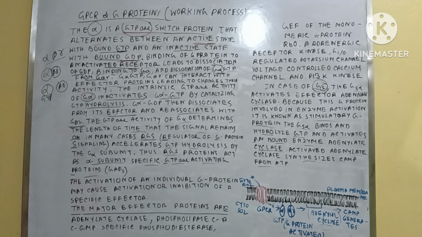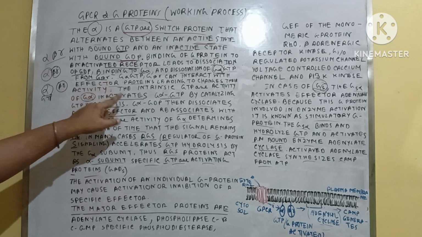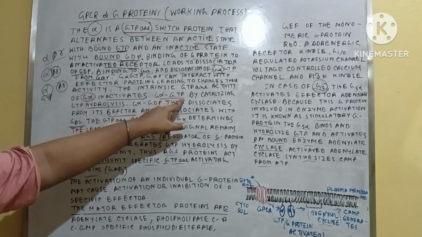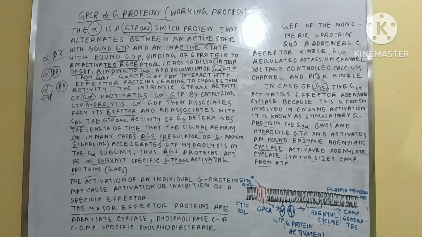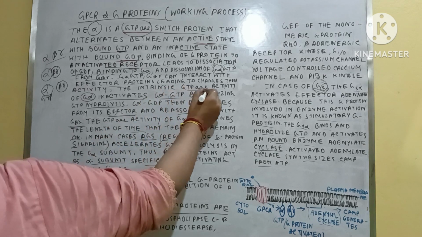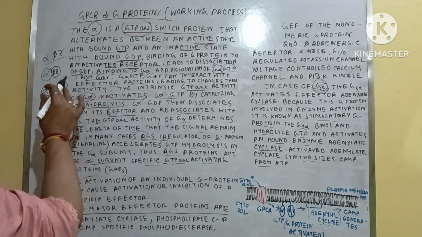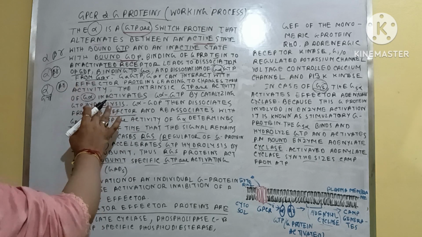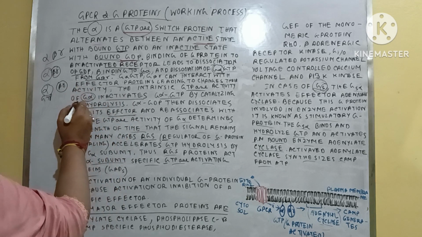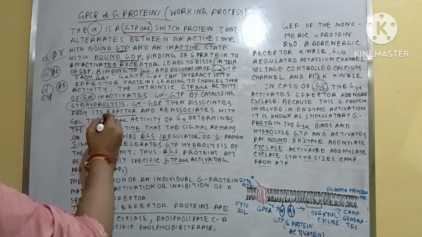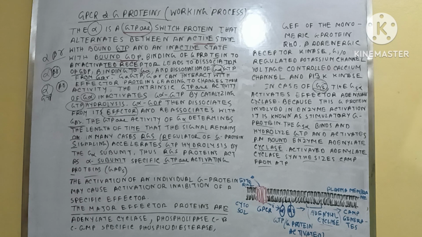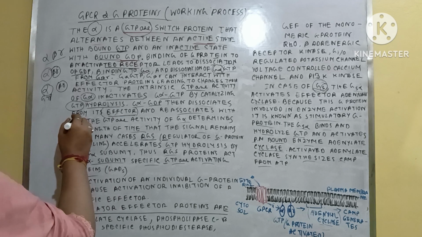Clear? And the G alpha inactivates G alpha-GTP by catalyzing GTP hydrolysis, and after some time, it is the activity of the G alpha. It just hydrolyzes the GTP to form GDP and Pi, and G alpha again is bound to the GDP and dissociates from the effector. Clear? And reassociates with the G beta gamma.